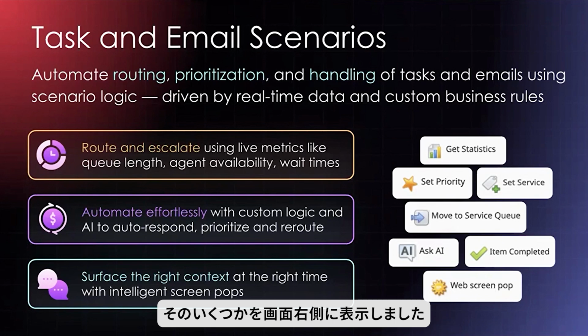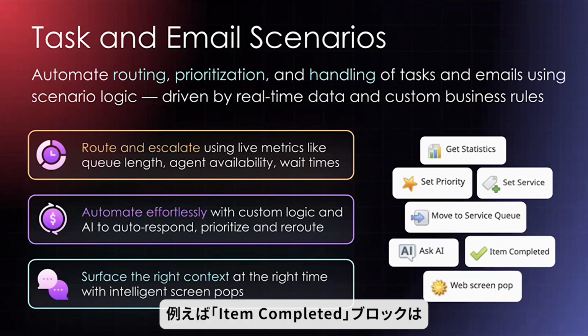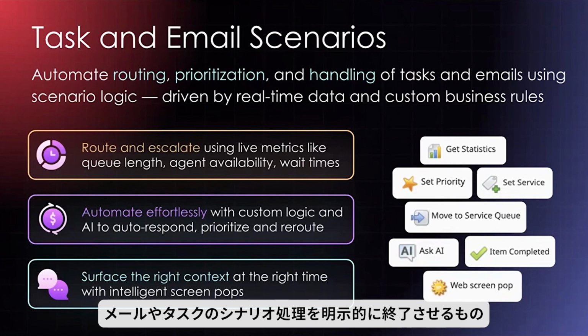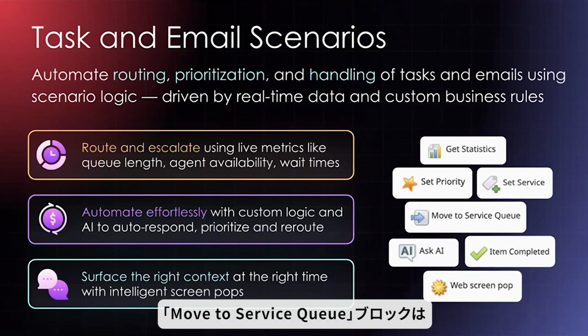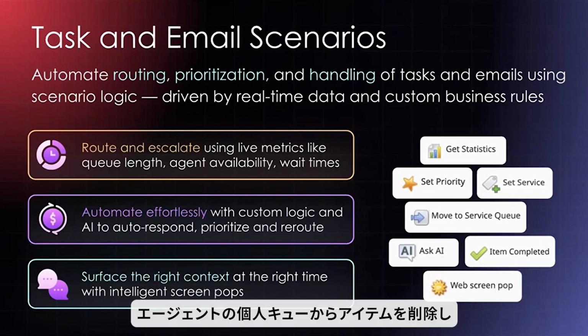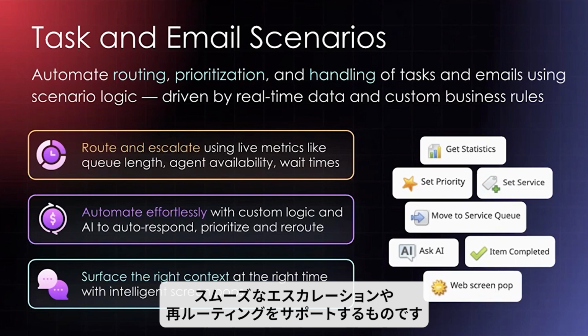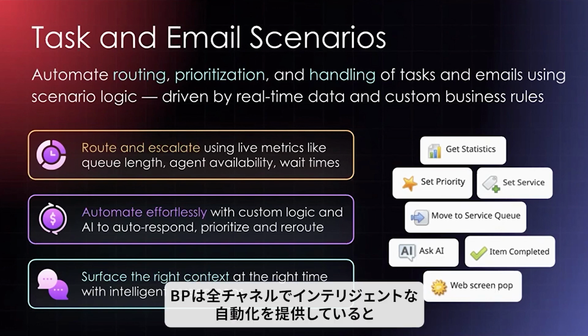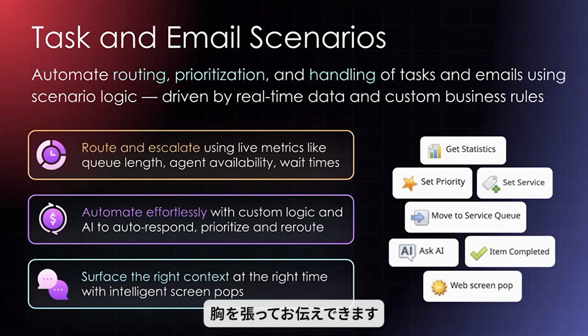Some of these blocks you can see on the screen on the right, for example, the new item completed block that finalizes scenario processing for an email or a task, or the move to service queue block that allows you to remove an item from the agent's personal queue, supporting effortless escalation and rerouting paths. So we can now proudly say that Bright Pattern offers intelligent automation across every channel. Isn't it awesome?